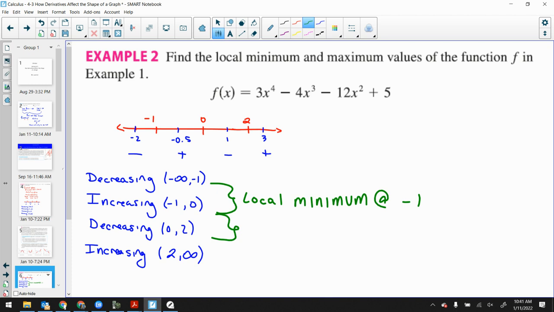In between, I guess that's at 0, right? What's happening at 0? It was decreasing, shifted to increasing, and then I'm increasing from -1 to 0. And then at 0, I start to go back down. So what is that? Local max. And then here, something happens at 2. It goes from decreasing and then to increasing. So that's a local minimum.